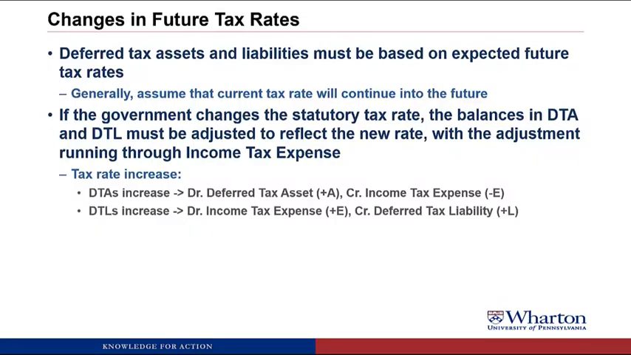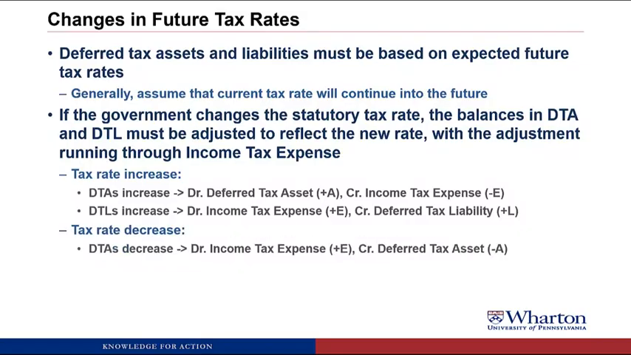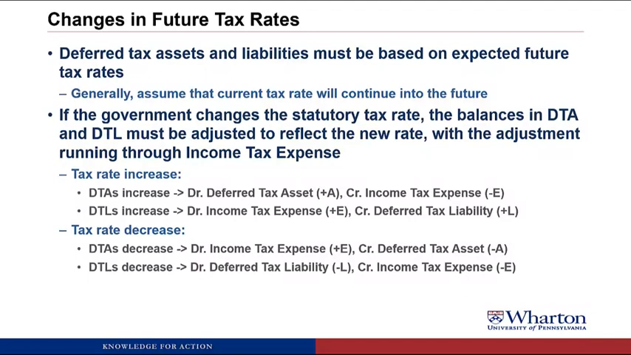If the tax rate went up, we'd also have to increase deferred tax liabilities. To increase a liability, we'd have to credit deferred tax liability, and here we debit income tax expense to balance the entry. If the tax rate went down, then our deferred tax assets would go down. So we would credit deferred tax asset to reduce it, debiting income tax expense. And our deferred tax liabilities would also go down if the tax rate went down. So to reduce the liability, we would debit deferred tax liability and credit income tax expense.